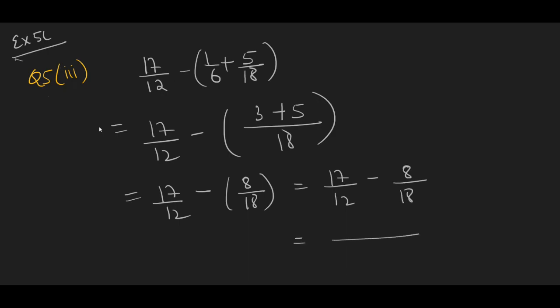Take the LCM as 36. So 12 3s are 36, 17 3s are 51. 18 2s are 36, 8 2s are 16. So you will get this as 35 upon 36, children.